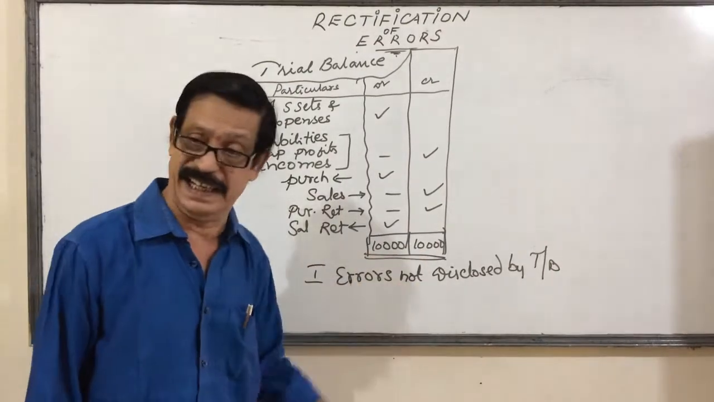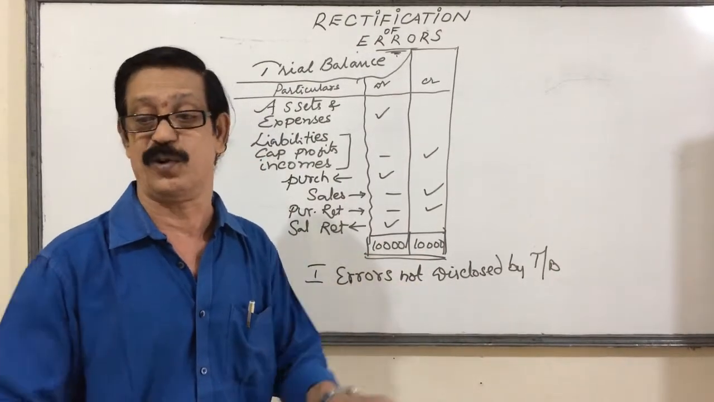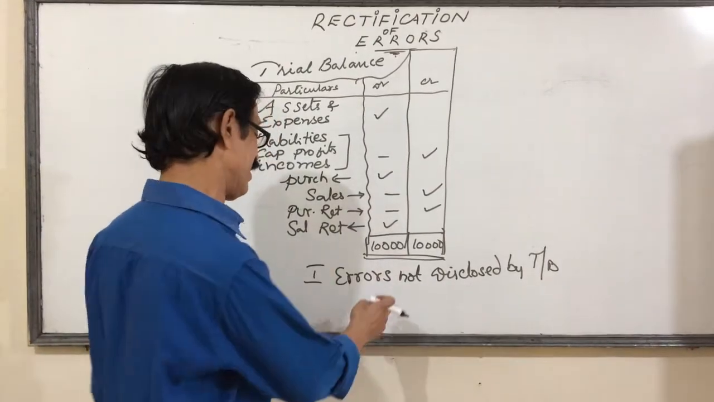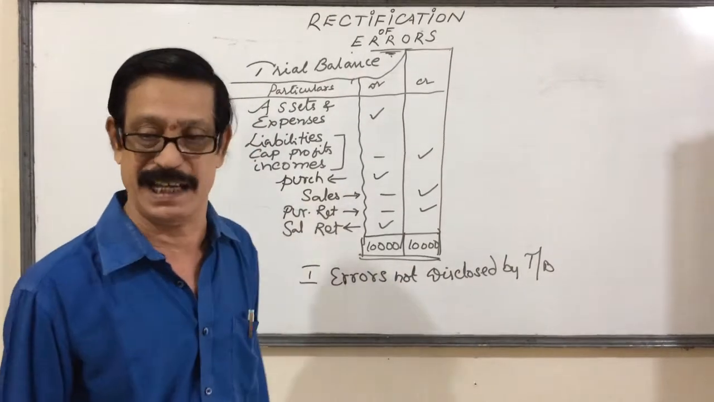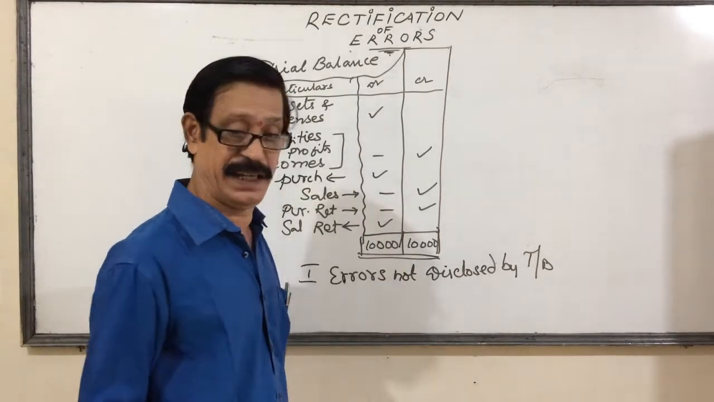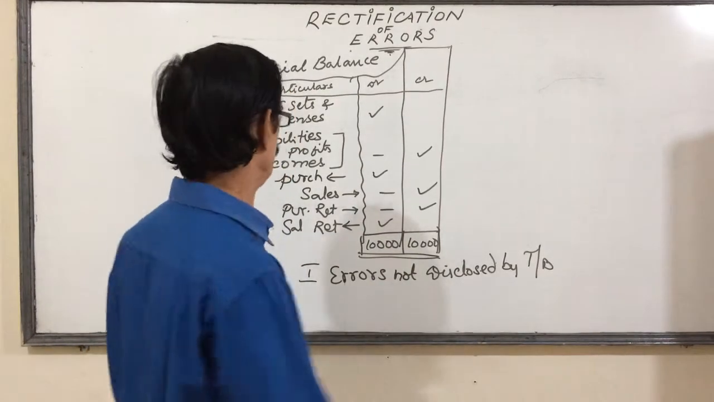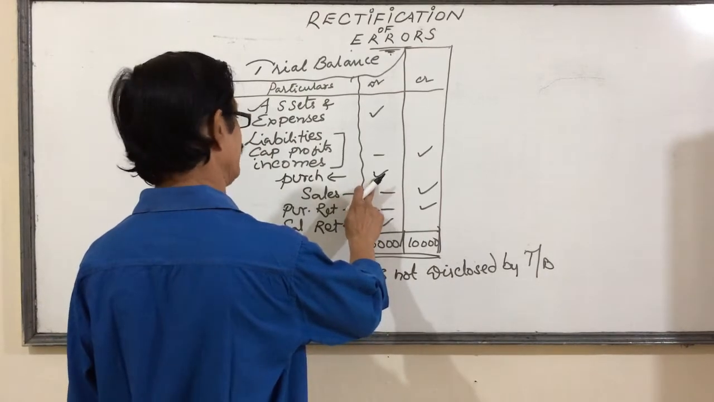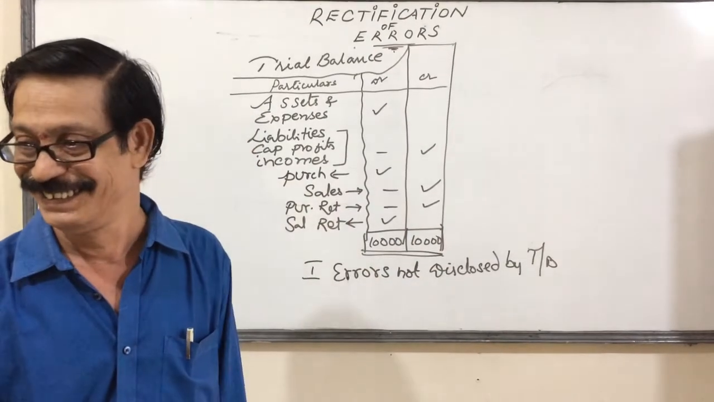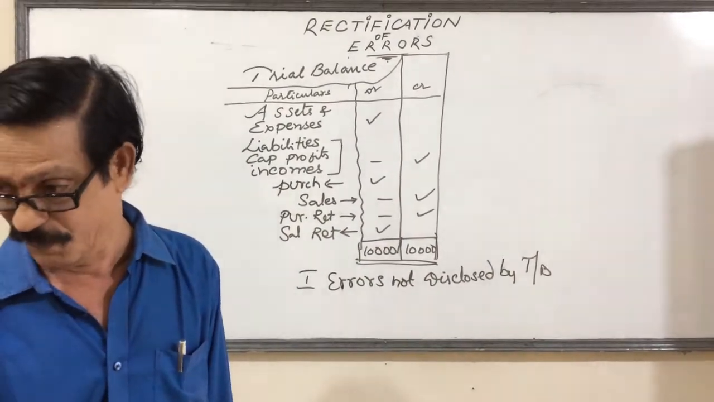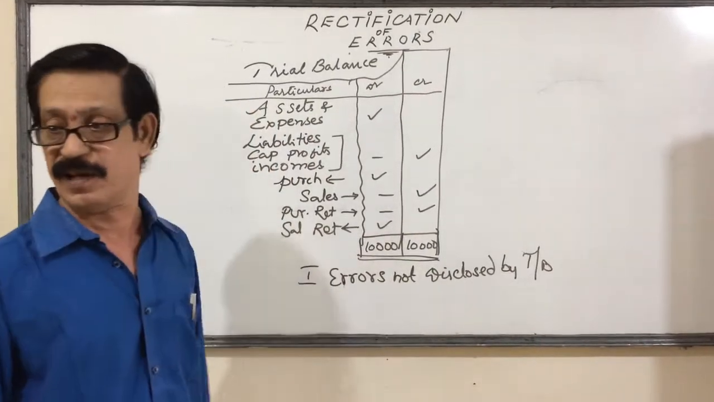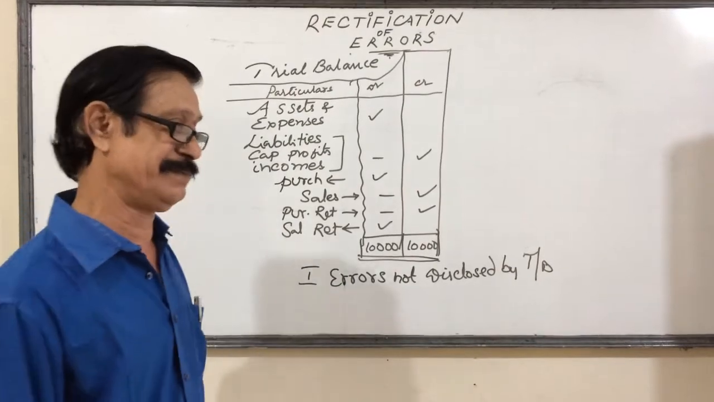Whenever the trial balance is tallied, we can feel that there are no errors, but still there may be errors. Such errors are called errors not disclosed by trial balance. Just to take an example, we purchased goods from a supplier but did not record it in the books. So it is not included in the purchases and it is not included in the liability. Automatically the trial balance is tallied. Trial balance tallied means don't feel that there are no errors, there may be a chance of errors. Such errors are called errors not disclosed by trial balance.